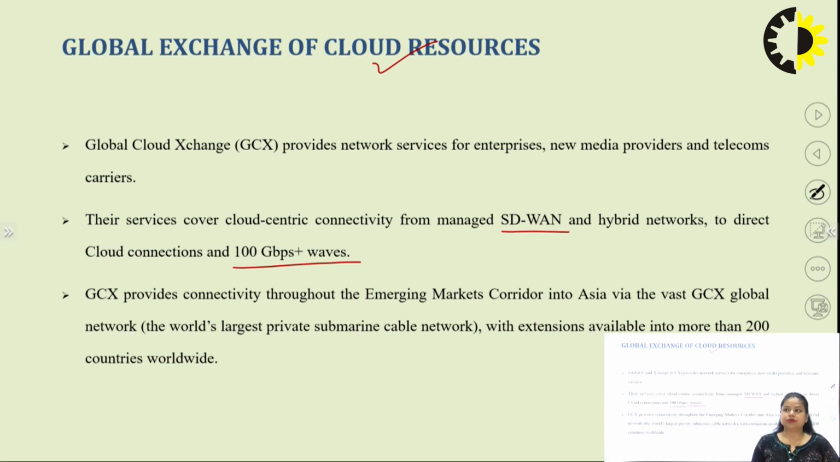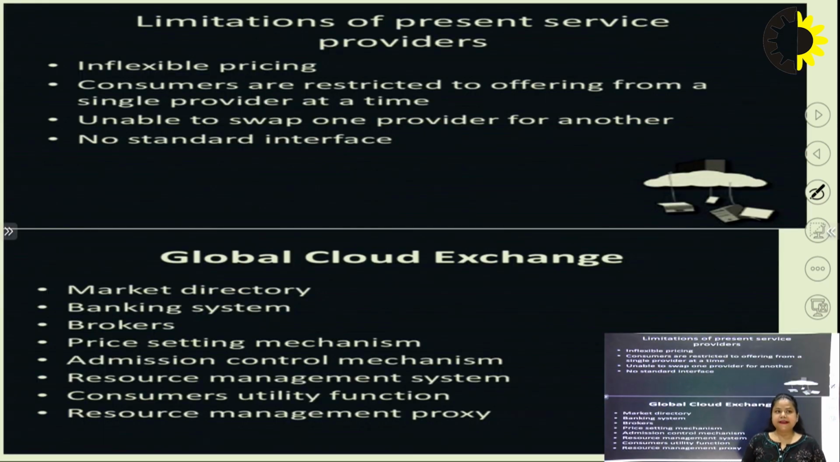Basically, if I'm talking about the GCX, it provides the connectivity throughput for the emerging markets corridor, so that we can create the largest submarine cable network. With the expansion of that, we can connect countries worldwide, so that service providers can provide various services and work for enterprises and so on, right? If I'm talking about the service providers, there are certain limitations for them.